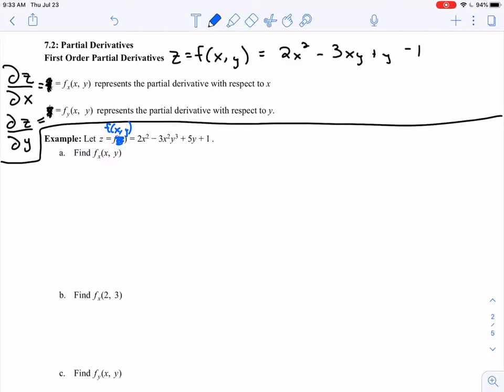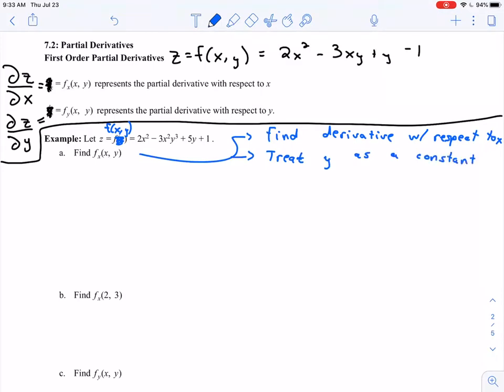What that means is I want to find the derivative with respect to x. And another thing that this means, and this is the trickier part, is we're going to treat y as a constant. So let's just rewrite our function: f of x comma y equals 2x squared minus 3x squared y cubed plus 5y plus 1. I want to keep this in mind. We're finding the derivative with respect to x, and we're treating y as a constant. So it's going to follow all of the same derivative rules that constants do.